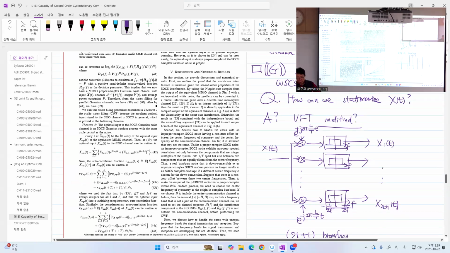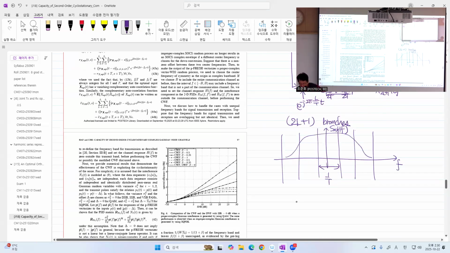So let's see. This part will have center, if I remember correctly, L hertz. And the last one has capital L over T hertz.